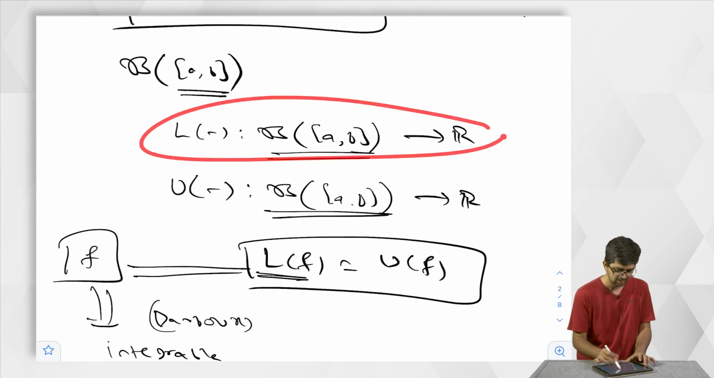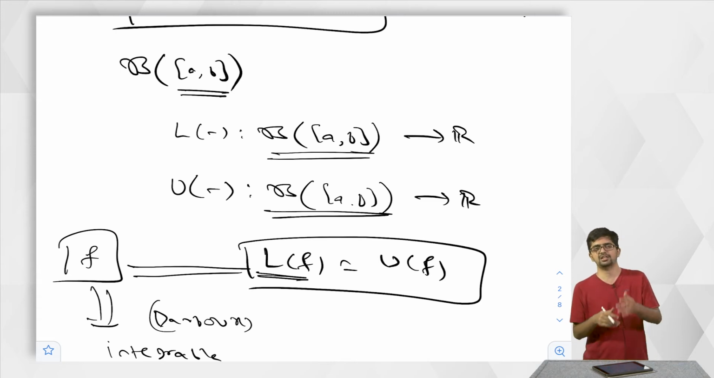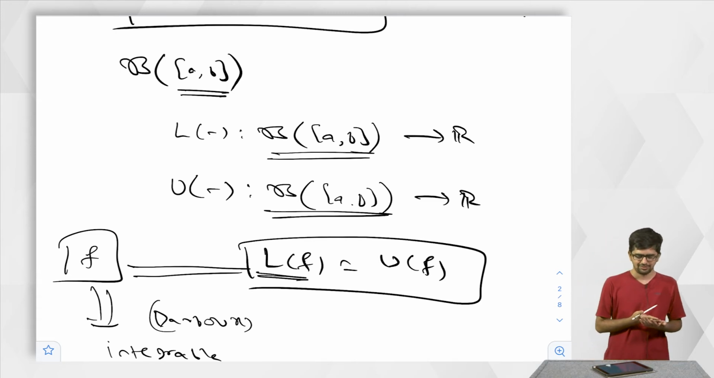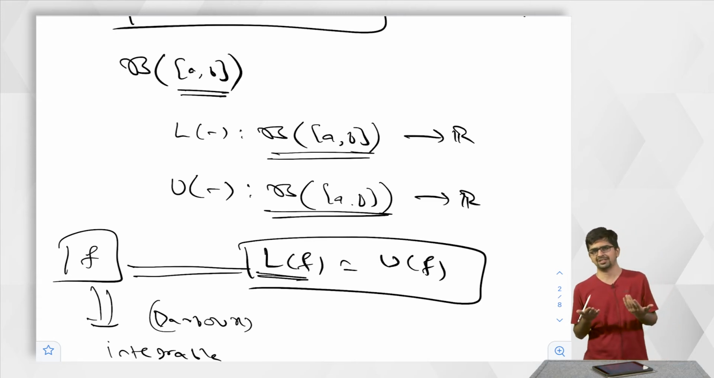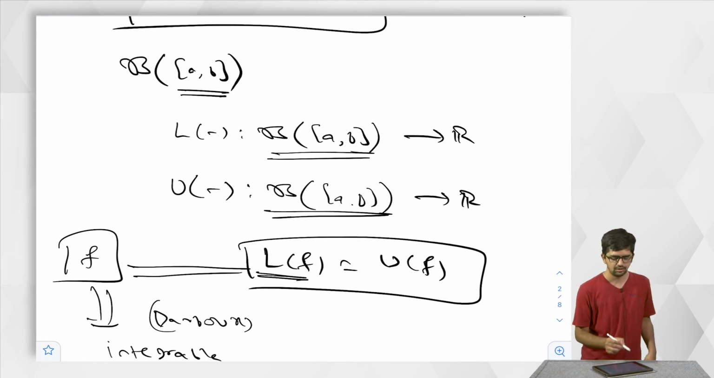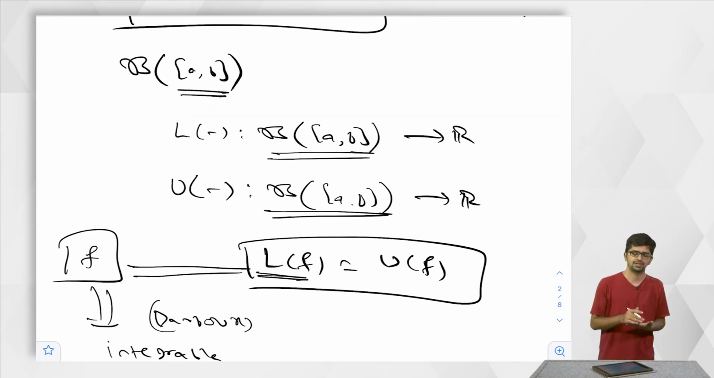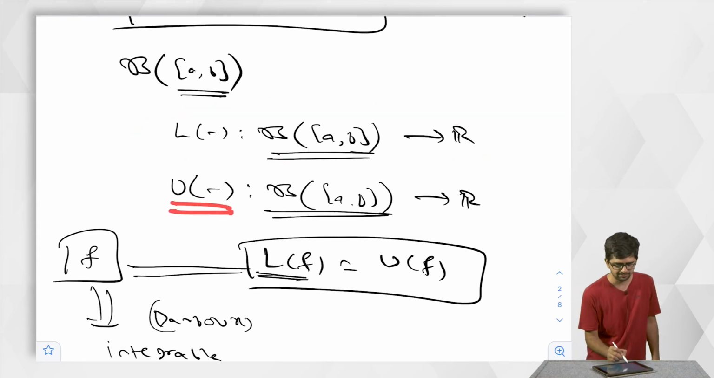These maps, for any bounded function. Boundedness is necessary here because we are talking about infimum and supremum. So we do not know how to do it for an arbitrary subset of R. Only when I know it is bounded can I talk about infimum and supremum. So this gave us two maps. One we are calling the lower Darboux sum, and one we are calling the upper Darboux sum.